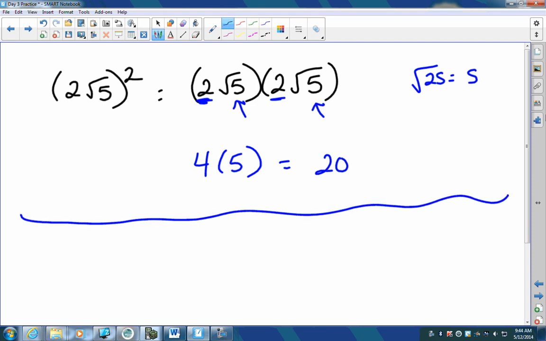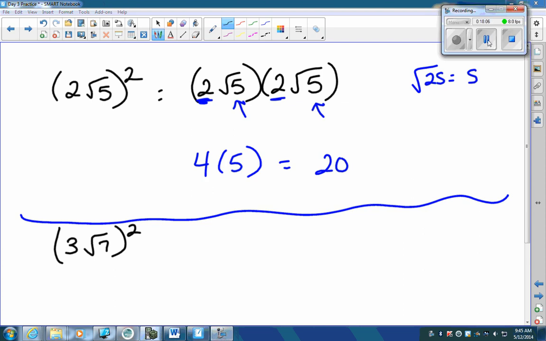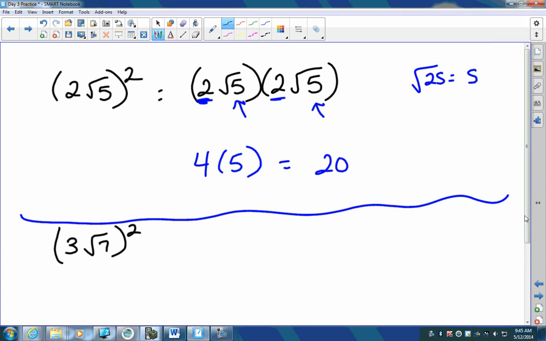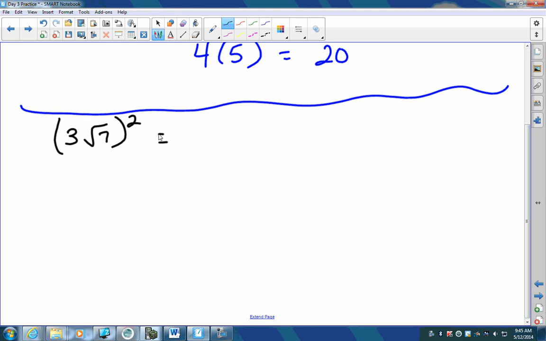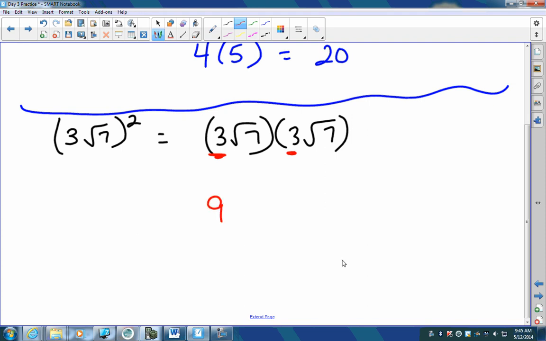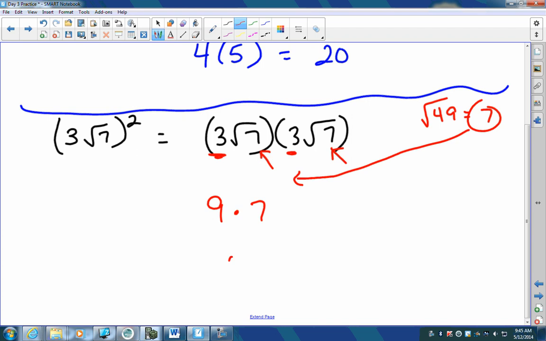Try this one. 3 square root of 7 squared. So as you are doing that, you know that you get 3 square root of 7 times 3 square root of 7. The first thing you'll do is multiply 3 times 3 and get 9. Then you have the square root of 7 and the square root of 7. That's the square root of 49, which is 7. So you take this and you're just multiplying it by the 9. So 9 times 7, and your answer would be 63.